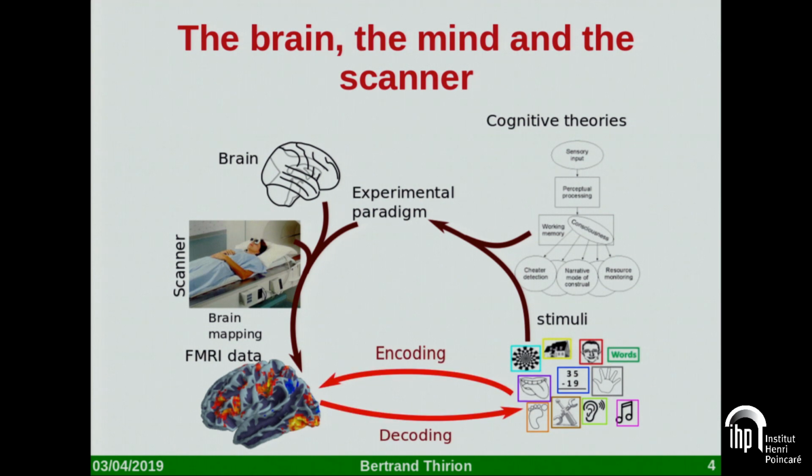So for the statistical analysis of this type of data, you've got two typical problems. One is encoding, where you try to explain brain activity given the content that was presented. It's a forward model, if you want. The other is decoding, which aims at predicting which tasks were performed, or which objects were presented, given brain activity. I will first insist on these two concepts.